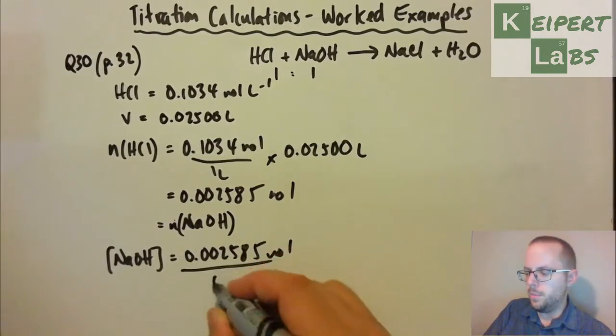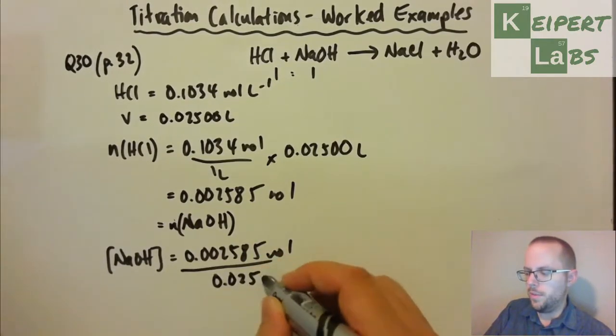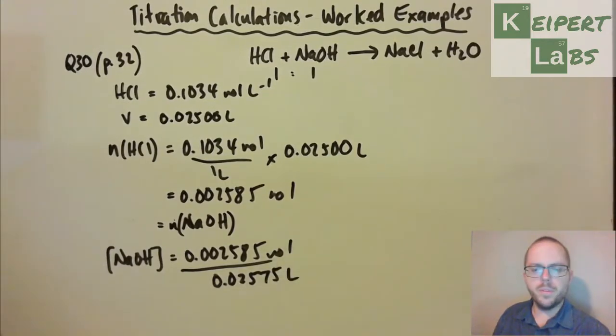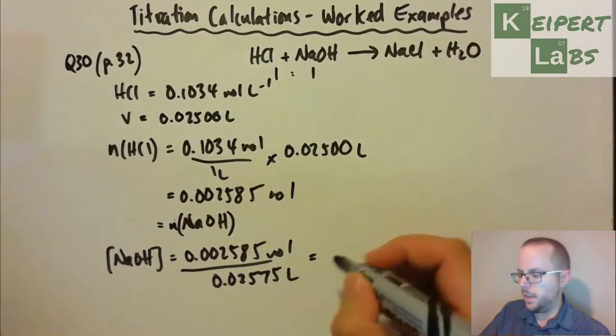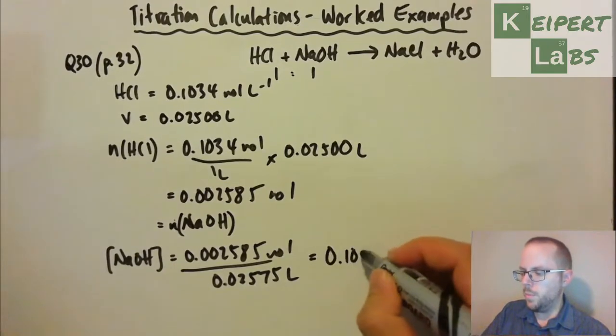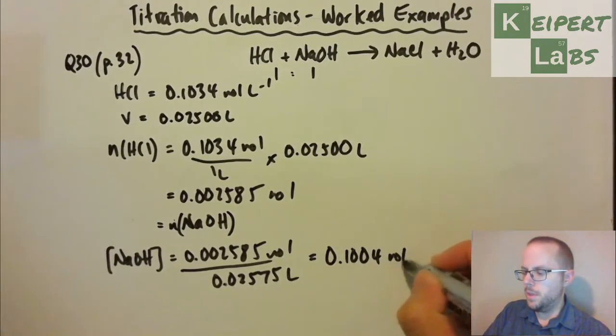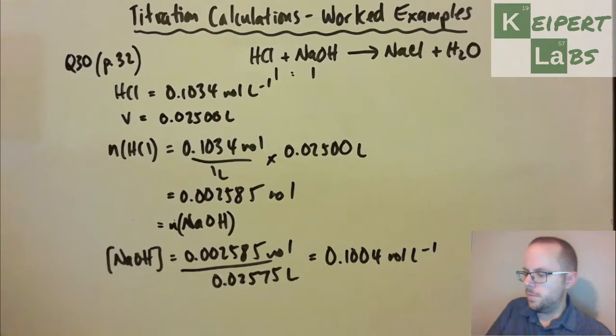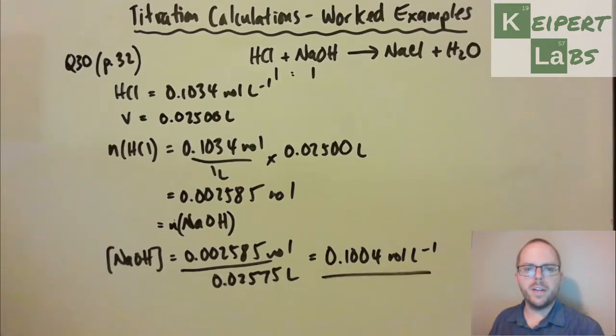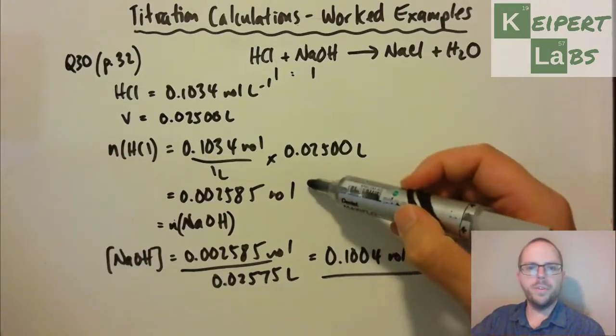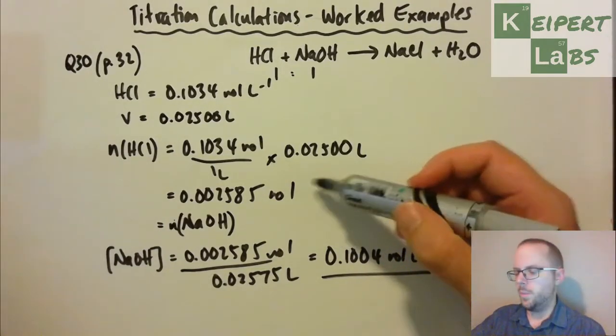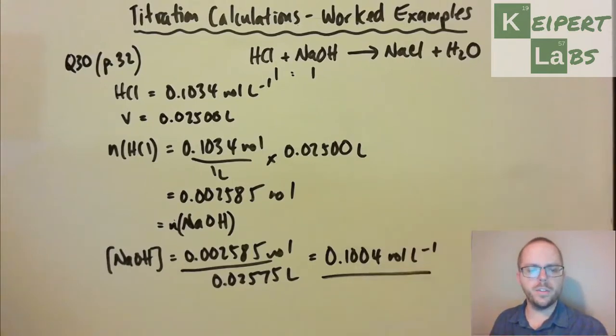divided by our volume, which we're told was 25.75 mL. So crunching those numbers, doing that calculation, we get a value of 0.1004 moles per litre for the first section. Okay, so that's our 2-mark calculation there. In all likelihood, I would imagine that it'd be 1 mark involved in determining the moles, and then 1 mark for converting that into a concentration.